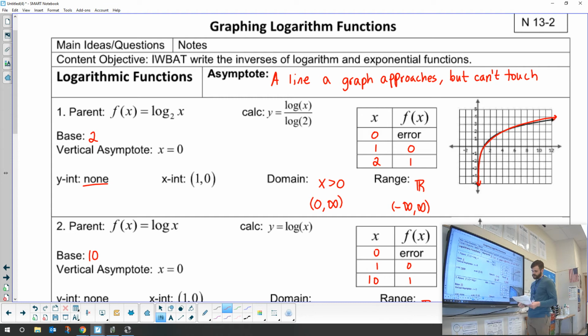So there's a couple of rules here. The main rule is if you ever plug in 0, we get an error. And then our last one's going to be base and our 1. But we're always going to have a point, no matter what your base is, for your standard form, you're going to have 1 at (1, 0). Okay? Now, don't forget that we have an asymptote here. And an asymptote is a line a graph approaches but cannot touch. We cannot touch it. All right?